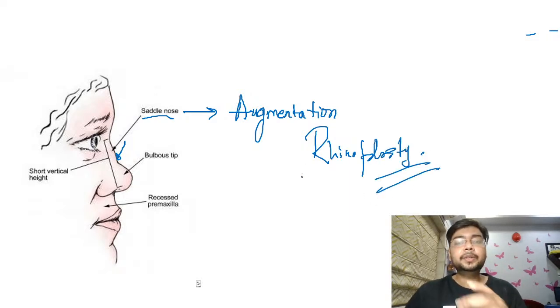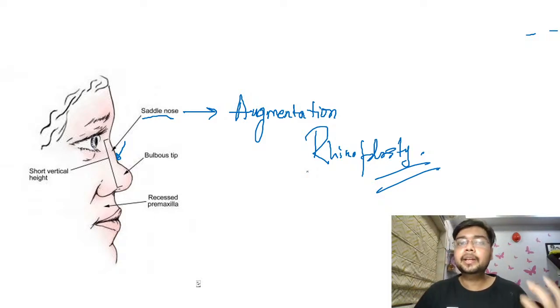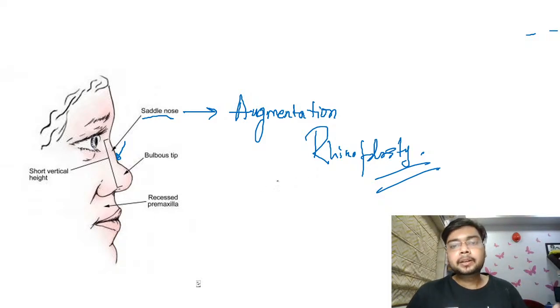Right? So here you can use different things. You can use iliac crest also, you can use ribs also to augment. But most commonly what we use is the cartilage.